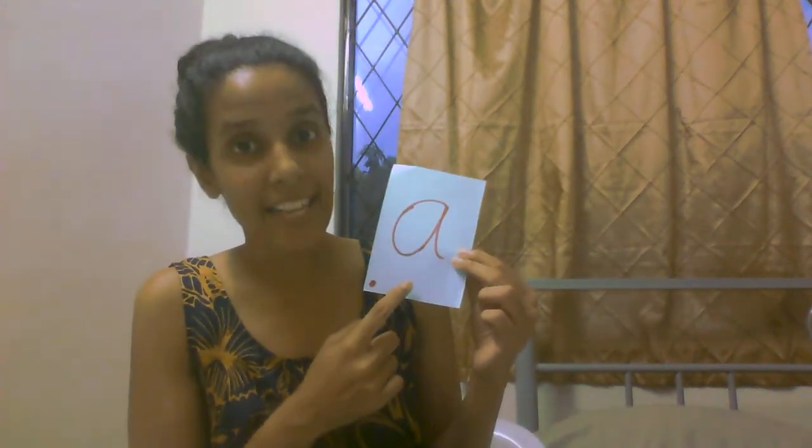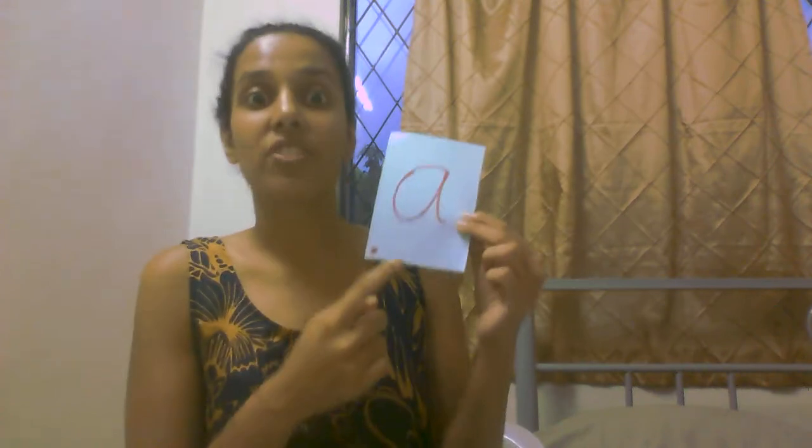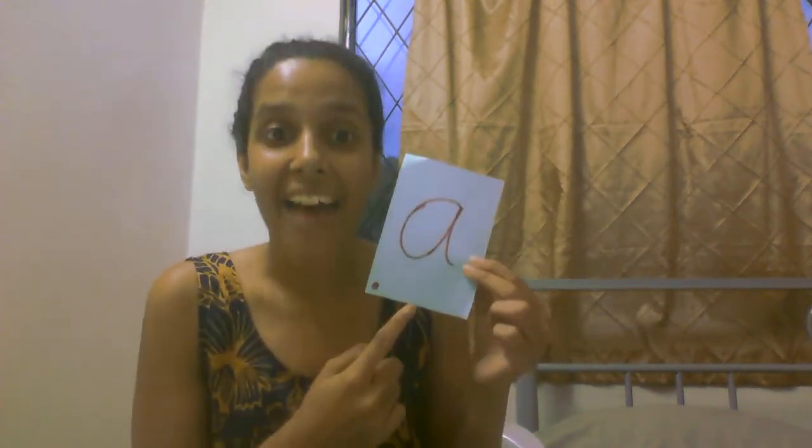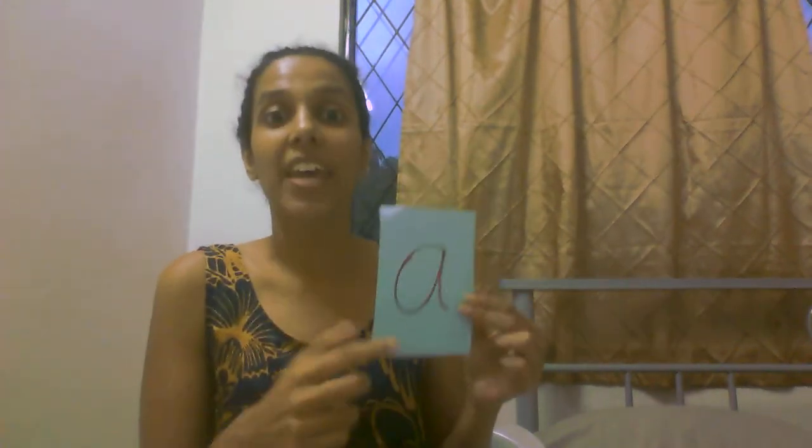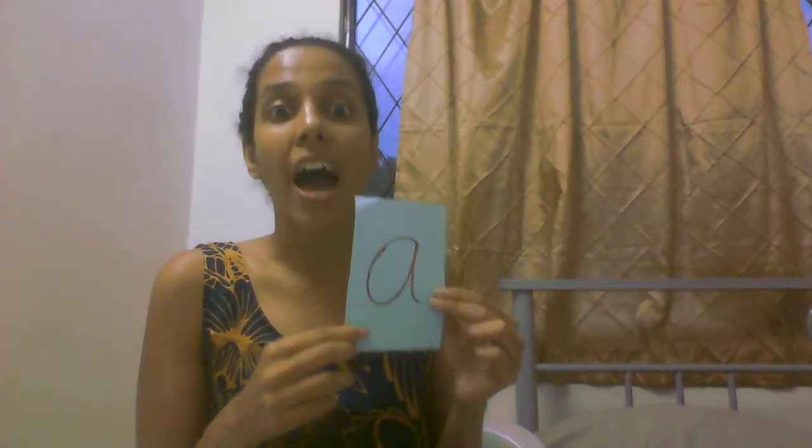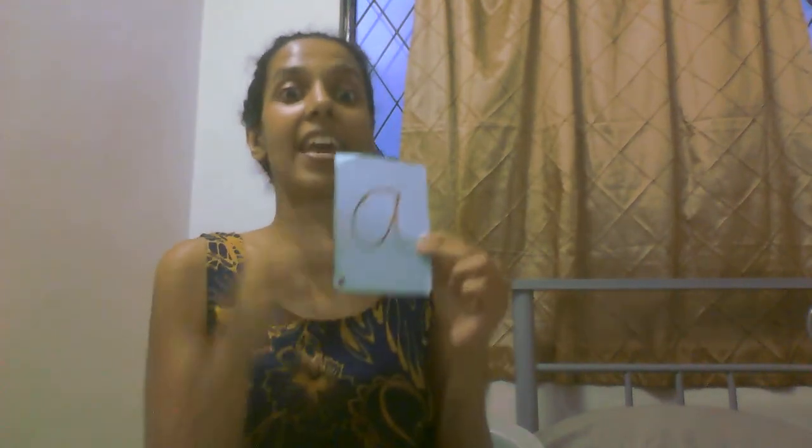So step 1 to introducing the formation of letters is you need to have the letter in hand and you have to make the sound. So I have a letter here in my hand and it is A. Can you say A with me? A. This is A.